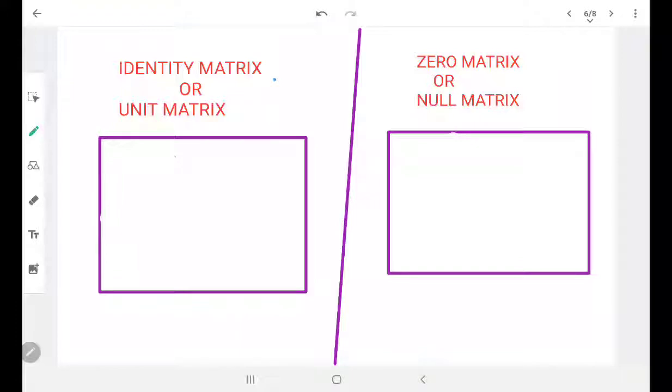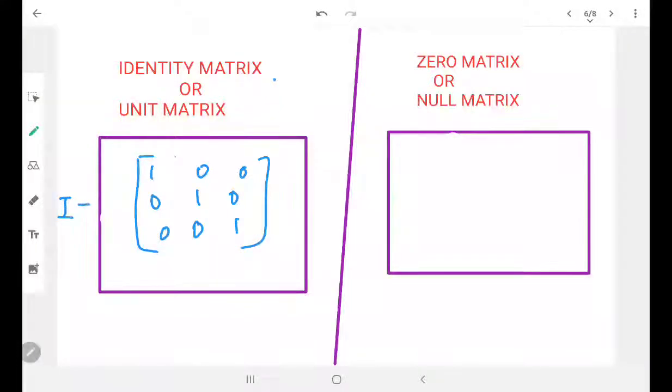Identity matrix or unit matrix. It is a special case of a scalar matrix where non-diagonal elements will be 0 and diagonal elements will be 1 only. No other element value is possible. So this is a unit matrix or identity matrix, represented by capital I, and we are going to use it many times.